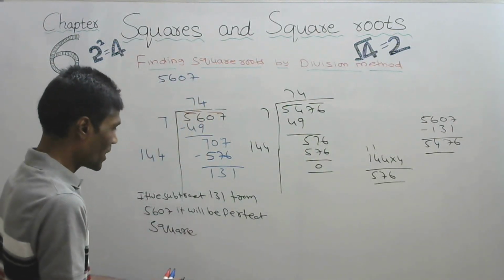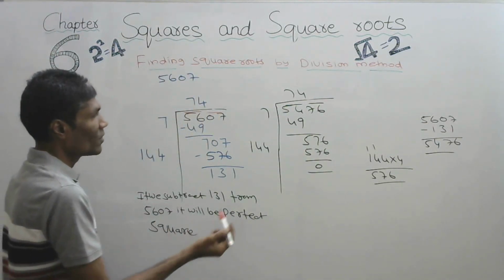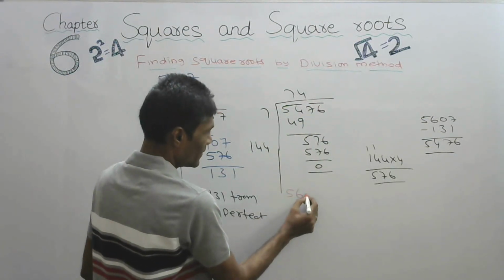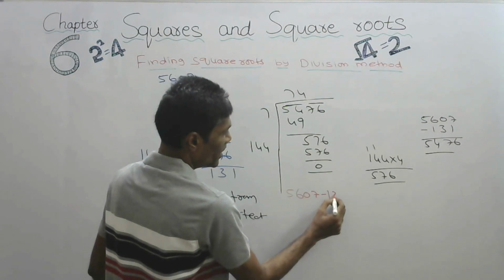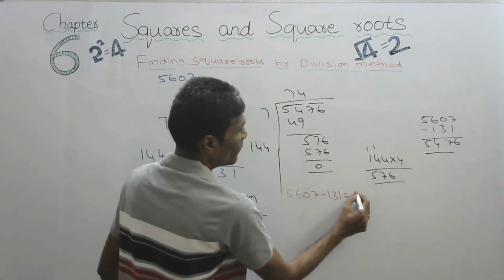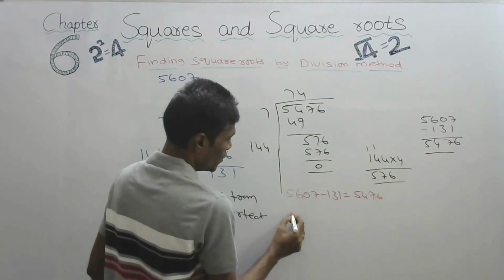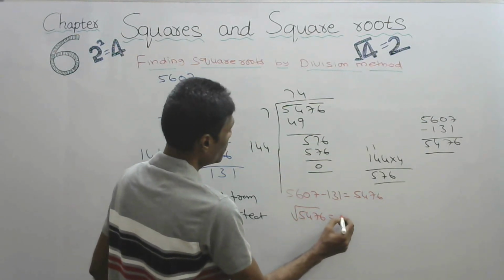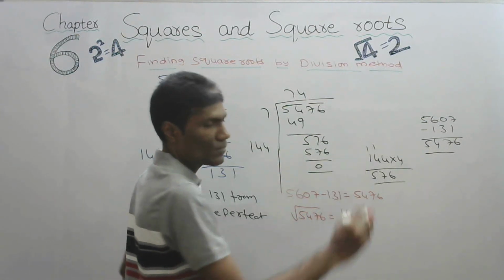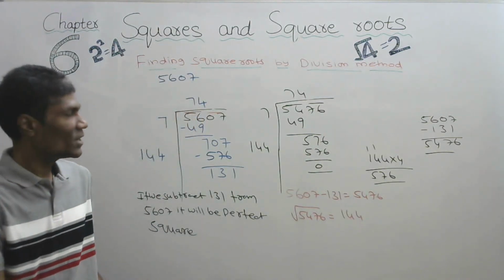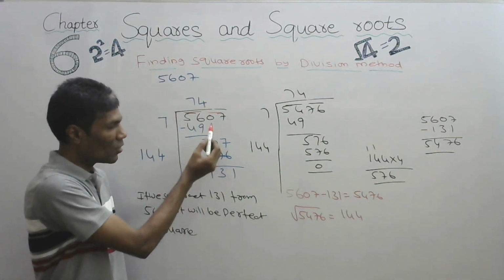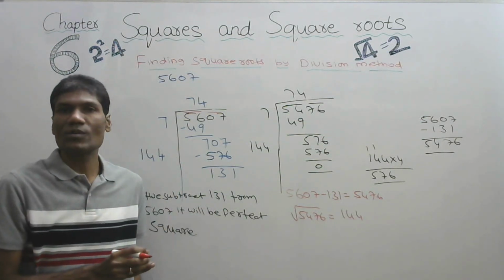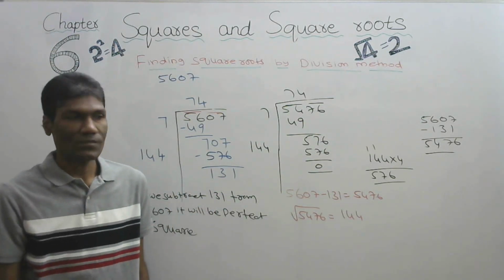So, if we subtract 131 from 5607, we will get 5476. Root of 5476 equals 74. Now here the concept is, if we are not getting 0, then it is not a perfect square.